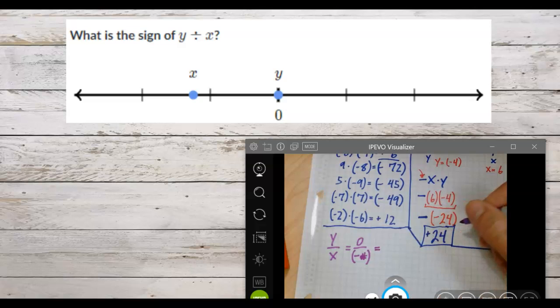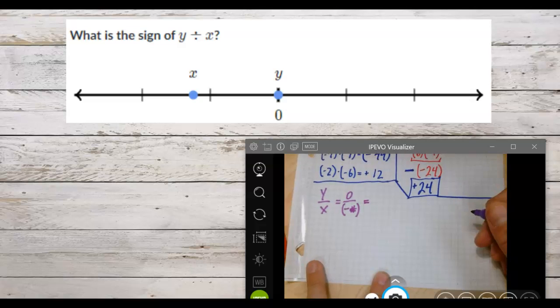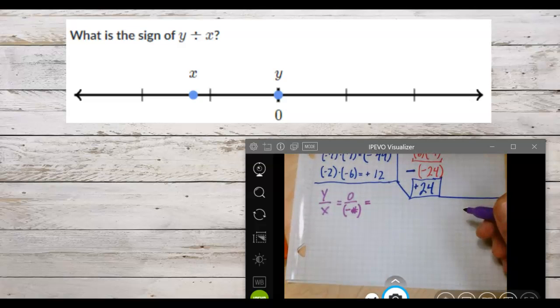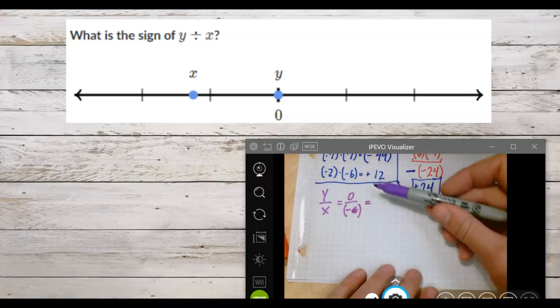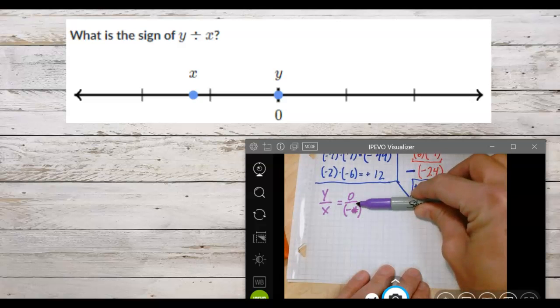Can you slow down for a sec? Oh, yeah. Thank you. Do we remember our special rule when we have a 0 on top? And if not, you can look back in your notes from last week.